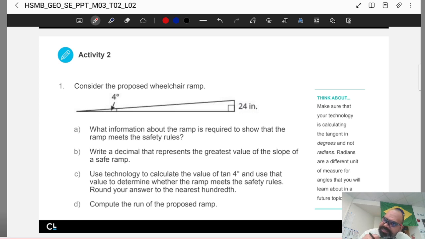Okay, I'll pause the video first. Try to solve. Okay, I think you are back. After you solve this, what is the safety ratio? Tell me, this is 1:12. I think I told you we're on page 553, just in case. Okay, 1:12. Write a decimal that represents the greatest value of the slope of the safe ramp. Okay, the greatest value is just divide on the calculator, 1 divided by 12, which is 0.083 repeating decimal. Okay? Use a technology to solve the tangent of 4 degrees.